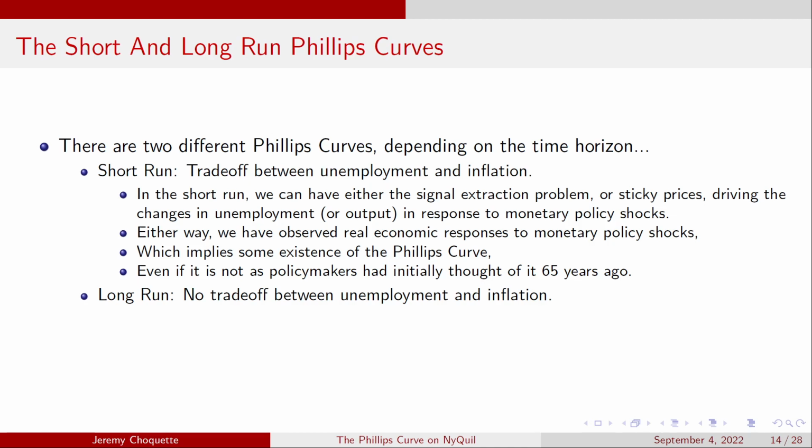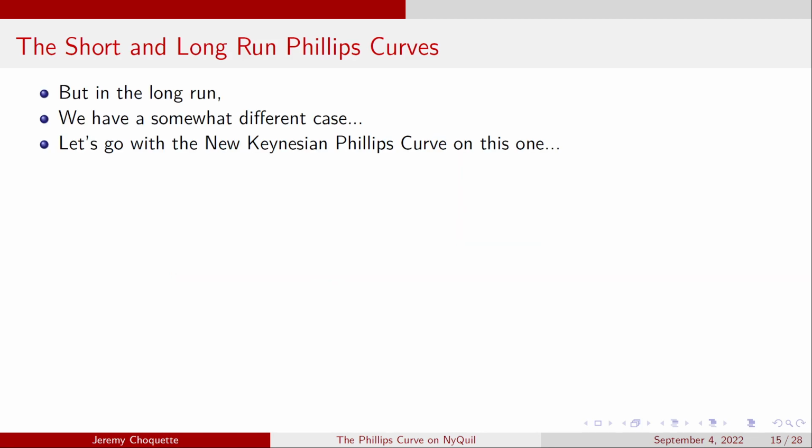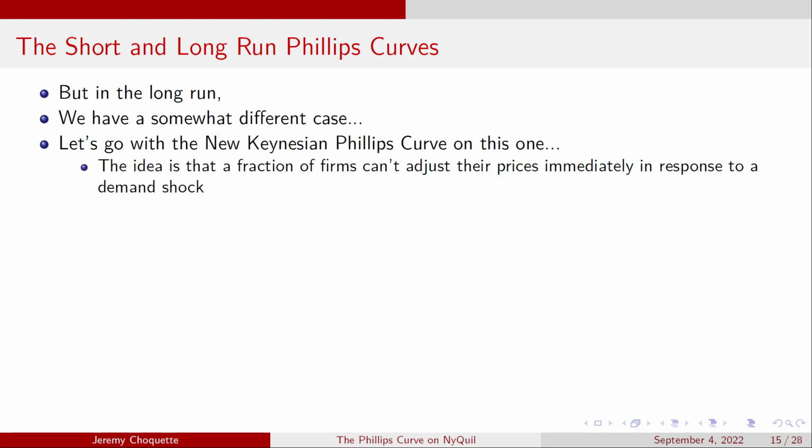However, in the long run, there is no trade-off between unemployment and inflation. And this is consistent with monetary neutrality and the classical dichotomy. Because in the long run, the situation we have, if we go with, say, the new Keynesian Phillips curve, is that there's a fraction of firms that can't adjust their prices immediately in response to a demand shock. It becomes costly for firms to raise prices.